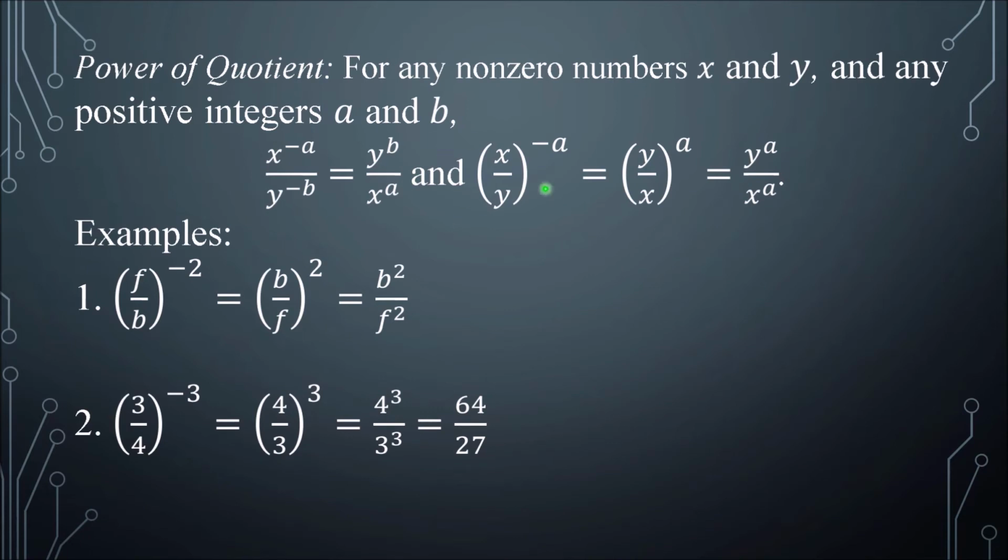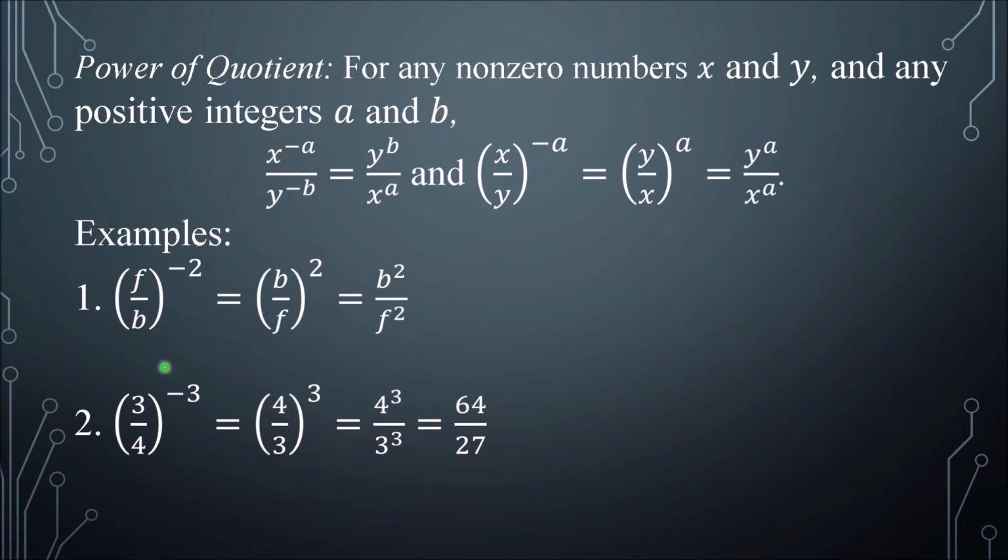Okay? And another example, x over y raised to negative a. So the whole thing, x over y, will change to its reciprocal, y over x, and the exponent will become positive. So that will be y raised to a over x raised to a. So x over y quantity raised to negative a is equal to y raised to a over x raised to a. So take note of this format.